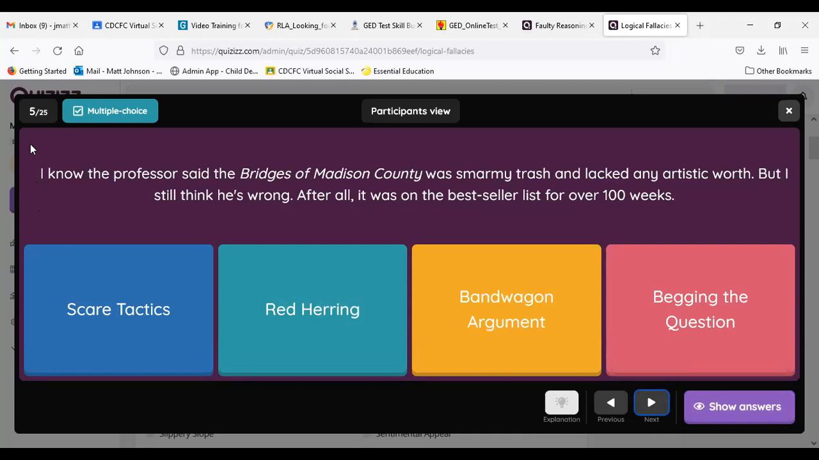I know the professor said the Bridges of Madison County was smarmy trash and lacked any artistic worth, but I still think he's wrong. After all, it was on the bestseller list for over 100 weeks.